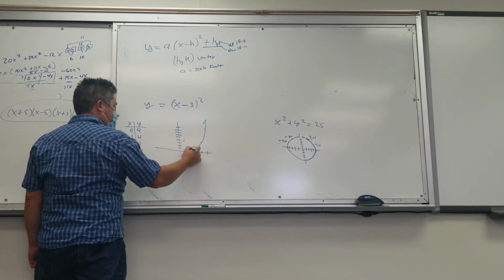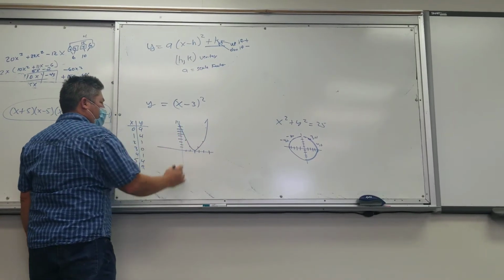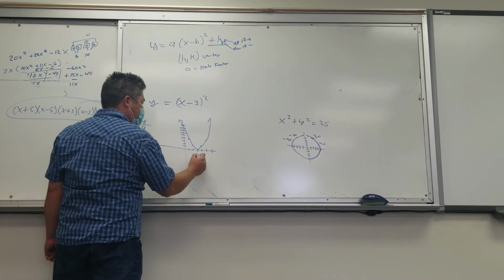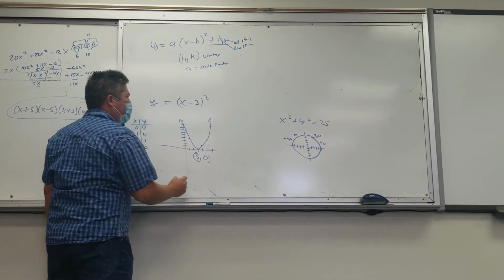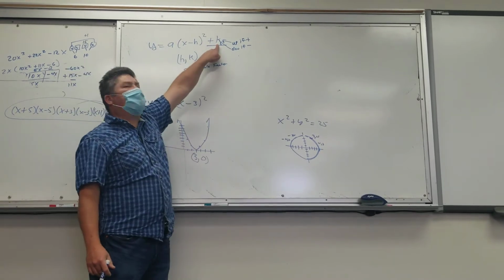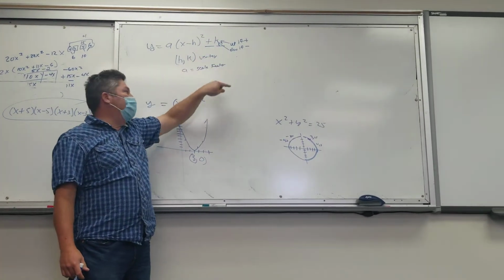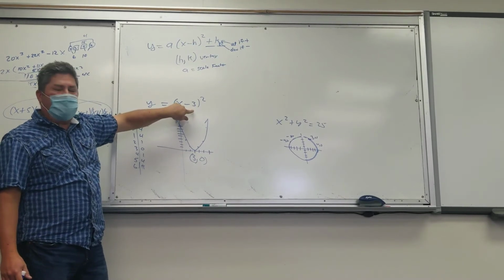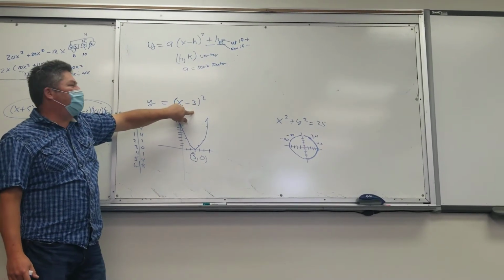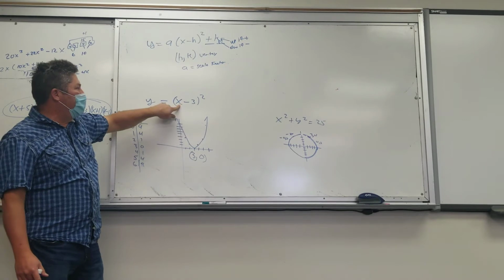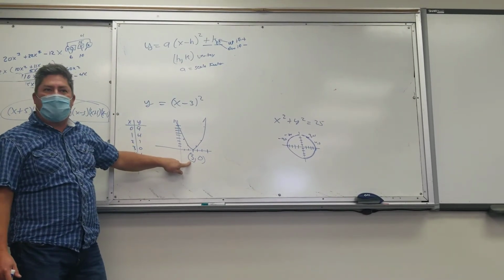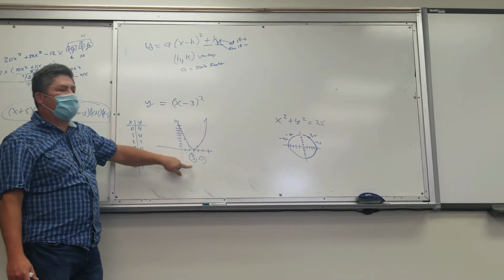Everybody agree with this? Where's the vertex? It's actually a positive 3, 0. How come it's 0? Well, there's nothing being what? Added or subtracted on the outside. Inside the parentheses, it's the value of x that would cause this to be 0 that tells how far it shifts right or left. It's opposite sign this way.